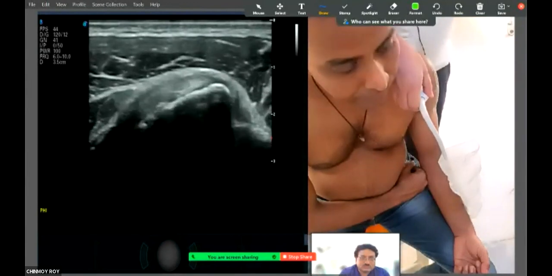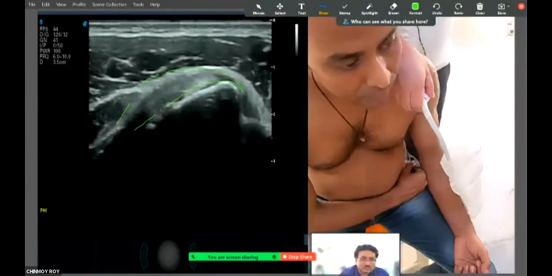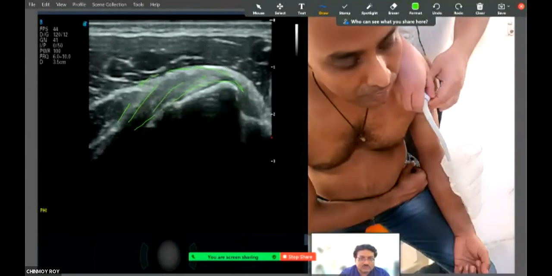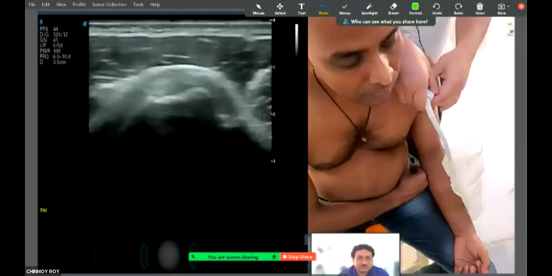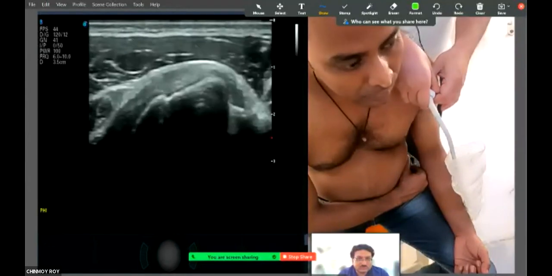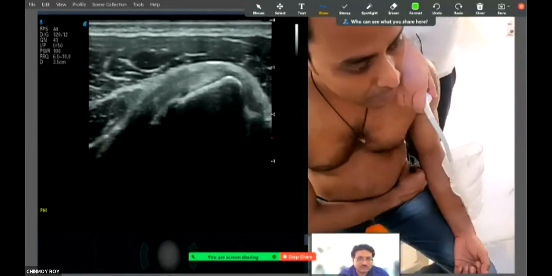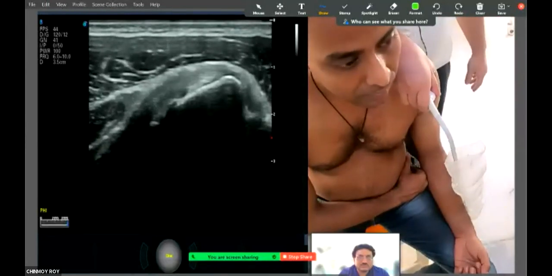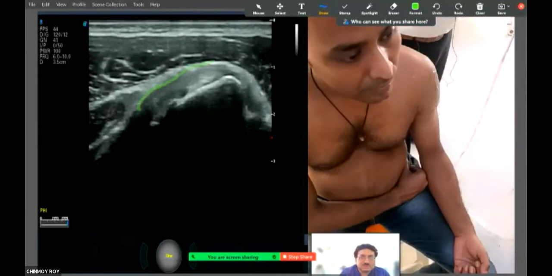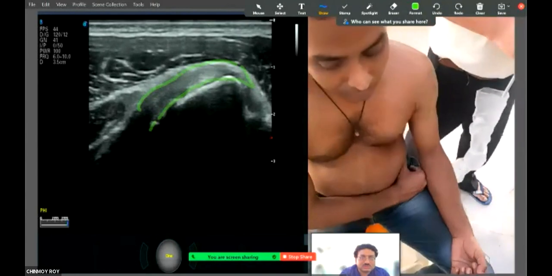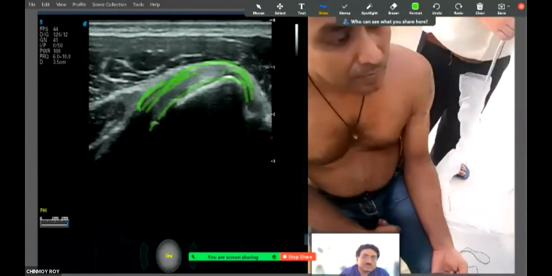And remember, every tendon, while inserting into a bone, takes a bird's beak appearance. That is not only for supraspinatus, for most tendons, while inserting into the bone, there is a bird's beak appearance. So which one is the bird's beak appearance? Dr. Devjyoti will show. So now we will show a bit more of the tendon.